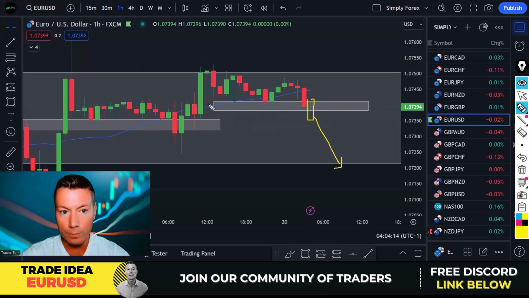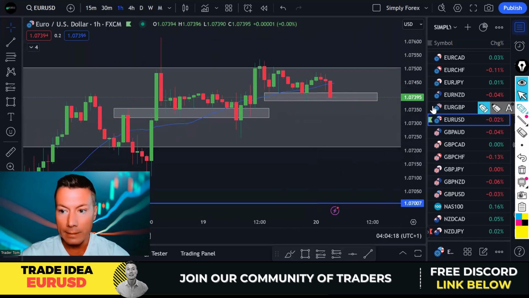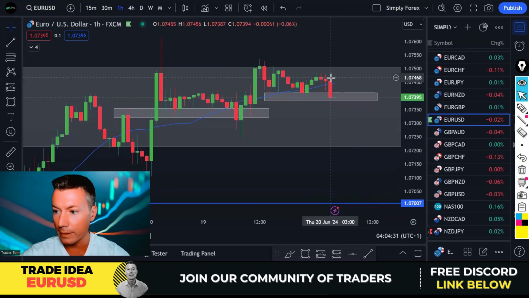All right, so Euro US dollar is what we're looking at. I would combine H1 structure break, but also look at the H4 and see how that's behaving to see if we have a Euro US dollar sell trade. All right, so that's the first trade idea.